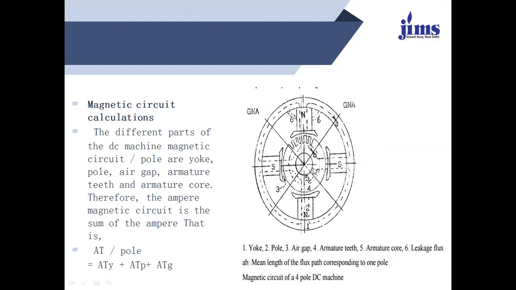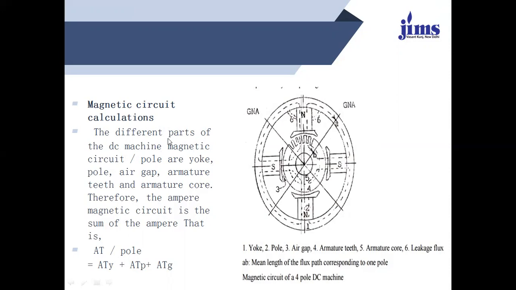Then there is the leakage flux. Leakage flux is indicated by this one because some flux will leak over here. AB is the mean length of flux path corresponding to one pole. This will be the four-pole DC machine. GNA stands for the geometrical neutral axis, and A and B will be the path from the north pole to the south pole, and the circulation of the flux will be in the form of this one.